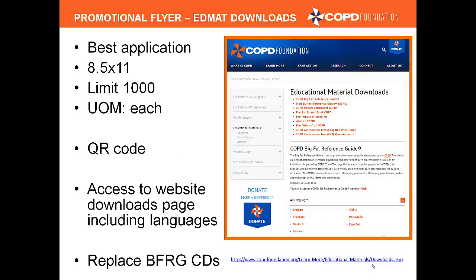Next up is the promotional flyer for educational material download. This is the flyer that's actually replacing the Big Fat Reference Guide CD. This flyer will be available in an 8.5 by 11. It's in production now. This is just a screenshot of our downloads page, but the flyer will direct customers with a QR scannable code to this website. There's a limit of 1,000. It's ordered in each, and this is a promotional material that will be used any place we use the Big Fat Reference Guides. So patient events, healthcare professional events, all events, this will be commonly used.